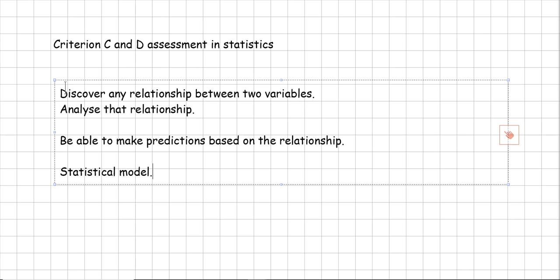Hopefully you will come up with those two variables that you want to analyze and a reason for it. What is it you want to do? Why would you want to make those predictions? Not just come up with it and then after the fact try and think, how could I use that? So that could be the beginning of your piece of work.